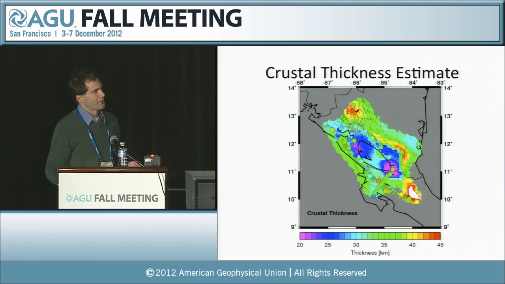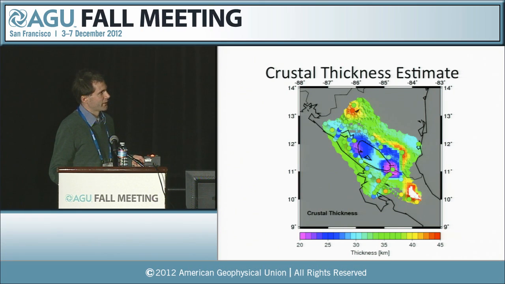And so we can map crustal thickness if we choose depth to something like the 4 kilometer per second velocity contour. And that's what we're showing with this. And so we see relatively thin crust beneath the Nicaraguan depression, thicker crust up to 40 kilometers beneath Costa Rica and Nicaragua.